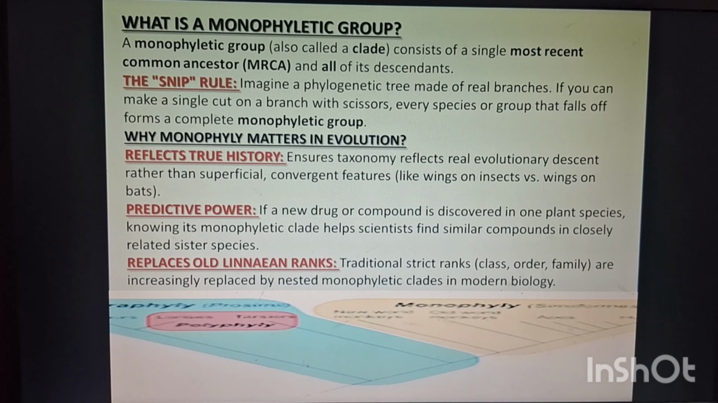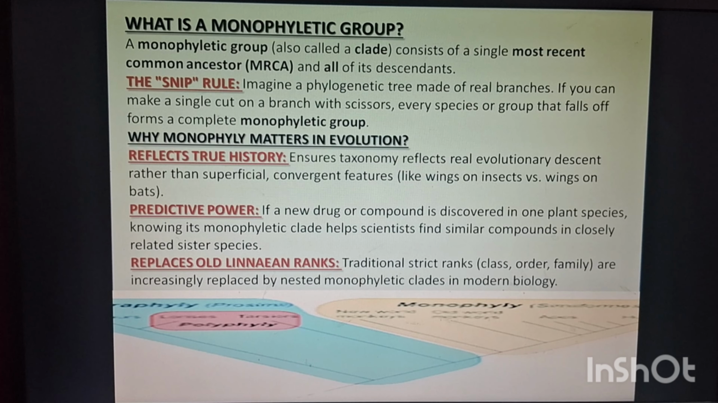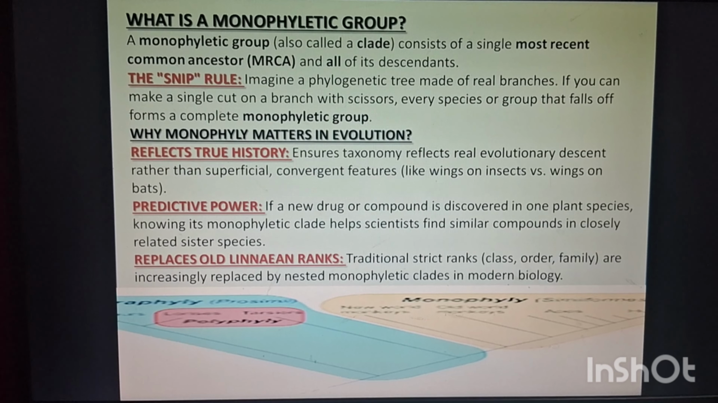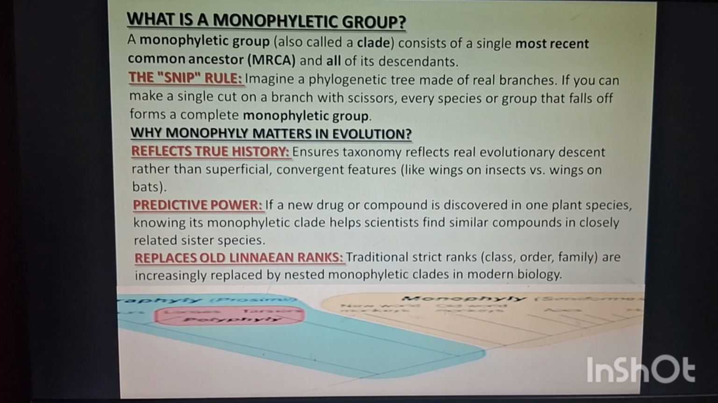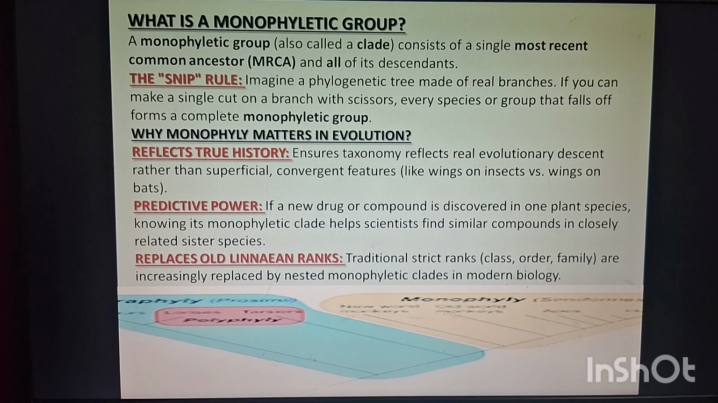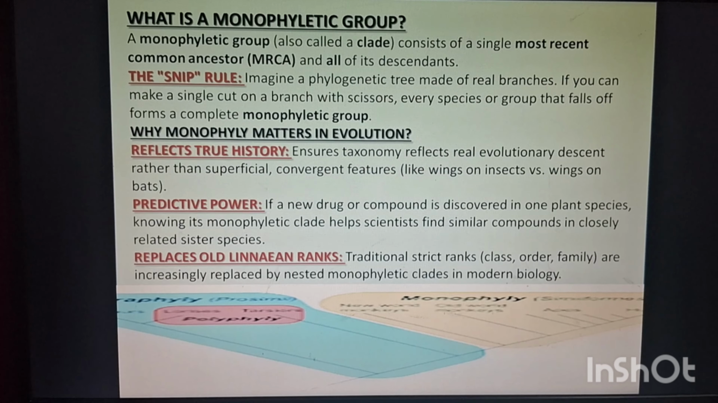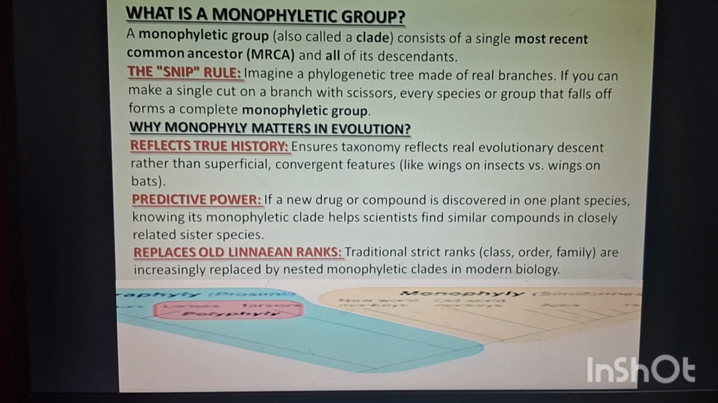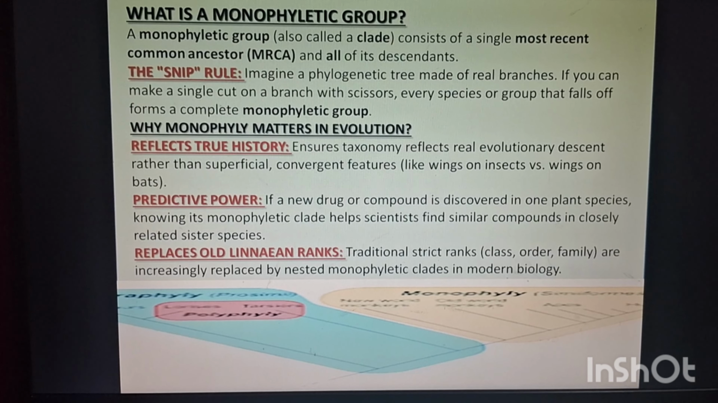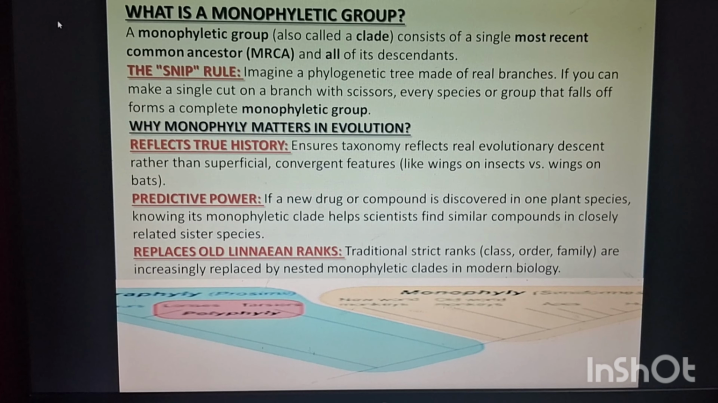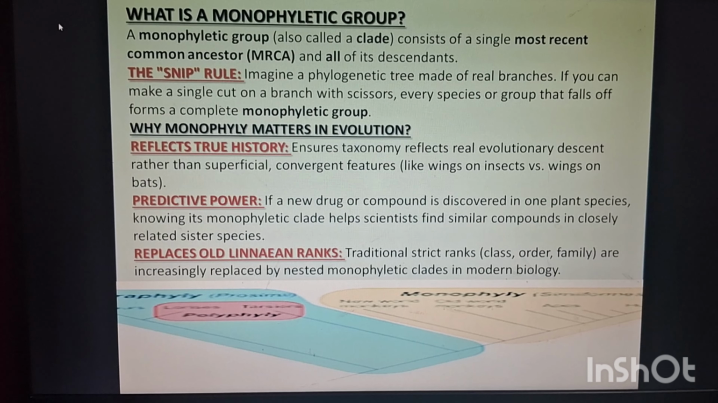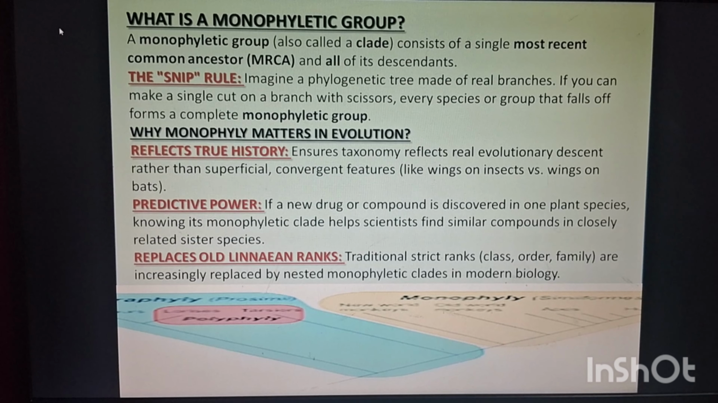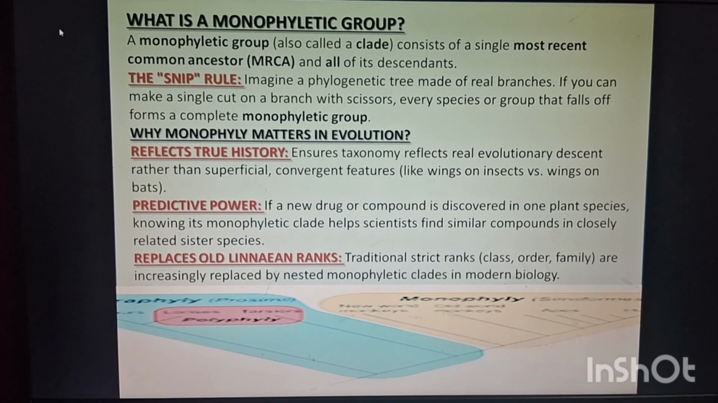What is a monophyletic group? A monophyletic group, also called a clade, consists of a single most recent common ancestor and all of its descendants. The scissors rule of the monophyletic group: imagine a phylogenetic tree made of real branches. If you can make a single cut on a branch with scissors, every species or group that falls off forms a complete monophyletic group.